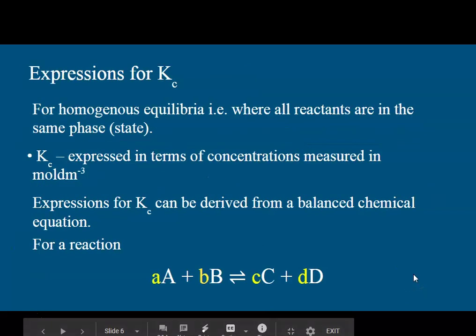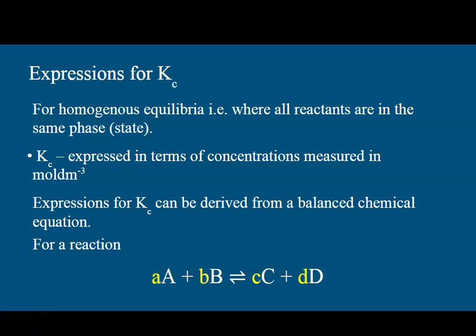So, how do we write an expression for Kc? Well, to write an expression for Kc, we have to make sure that all the reactants and products are in the same phase. Remember, phase is just a fancy word for state. So that means we can only write them for homogeneous equilibria. And Kc is expressed in terms of the concentrations in moles per decimeter cubed of the reactants and the products. And you can only work out an expression for Kc from a balanced chemical equation.